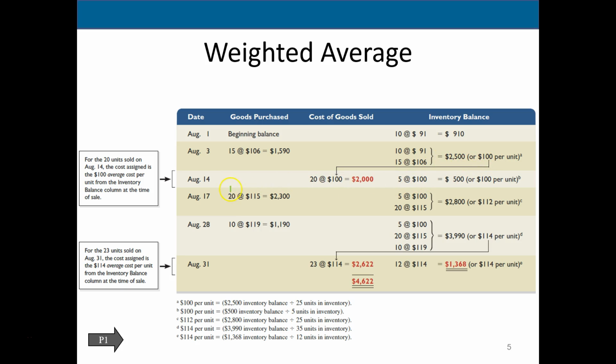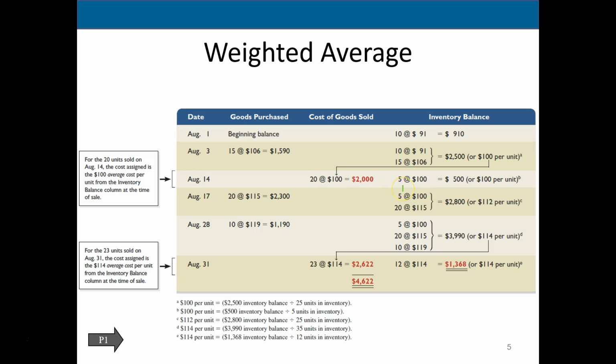So then when the sale comes along, we have a sale of 20 units. And how much did they cost, those 20 units? Well, some of them cost 91, some of them cost 106, but on average they cost about 100. Therefore, we're going to say the cost of goods sold is 2,000, and that's the cost, not the sales price. So the sales price minus the cost of goods sold, effect on net income.